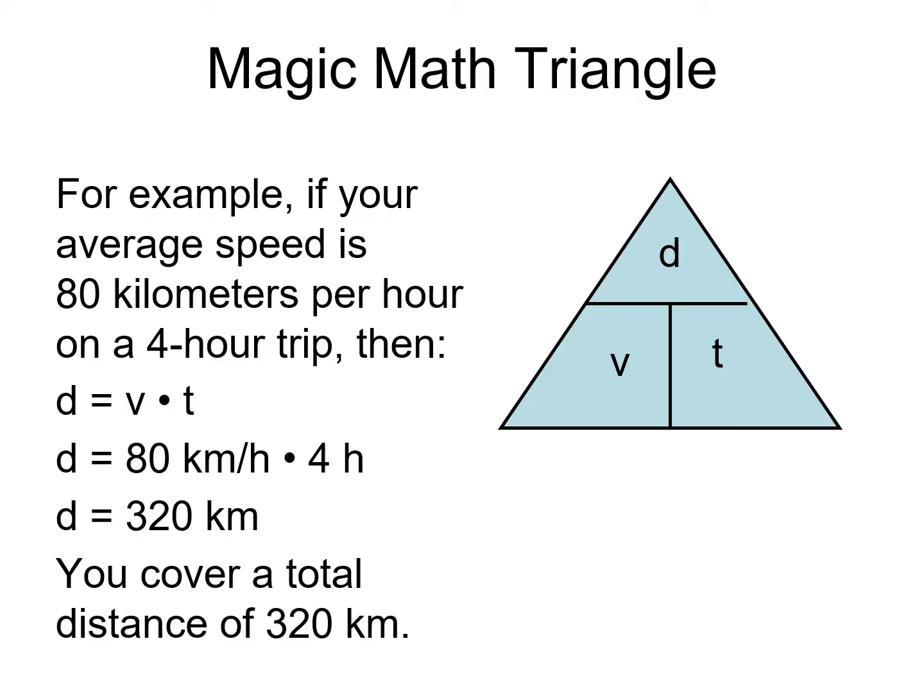Distance equals speed times time. So it equals 80 kilometers per hour times 4 hours. It is not 80 times 4. It's 80 kilometers per hour times 4 hours. The 80 and the 4 multiply and give you 320, but the kilometers per hour multiplies by hours and gives you kilometers. So we get a distance unit. So the answer is 320 kilometers are traveled by an object going 80 kilometers per hour on a 4-hour trip.